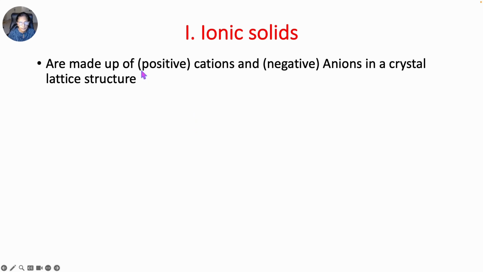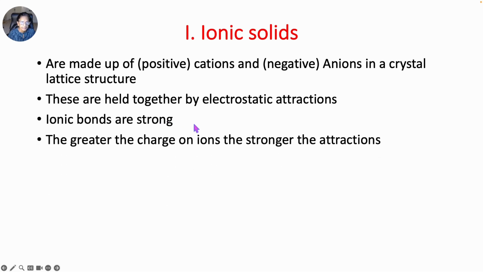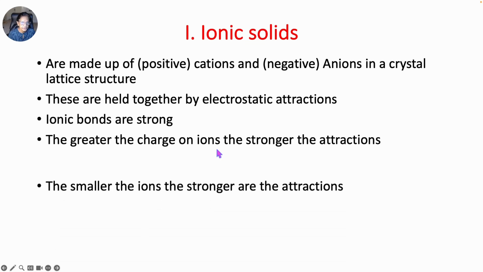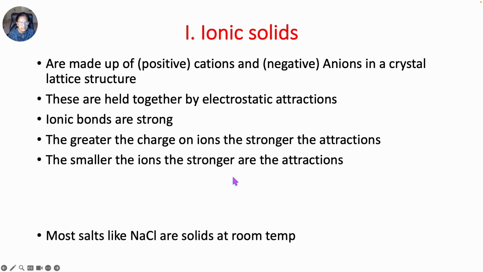Ionic solids are made up of positive ions, that is cations, and negative ions, that is anions. In a crystal lattice structure, it has got a definite geometric structure. These are held together by strong electrostatic attractions. Ionic bonds are strong, and the greater the charge on the ions, the stronger the attractive forces. The smaller the ions, the stronger are the attractive forces.